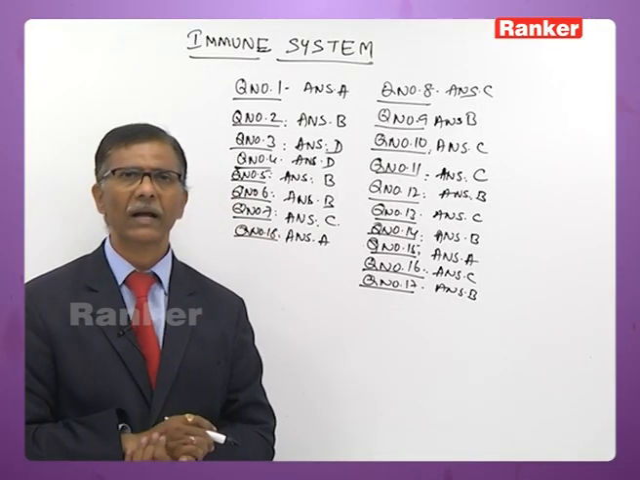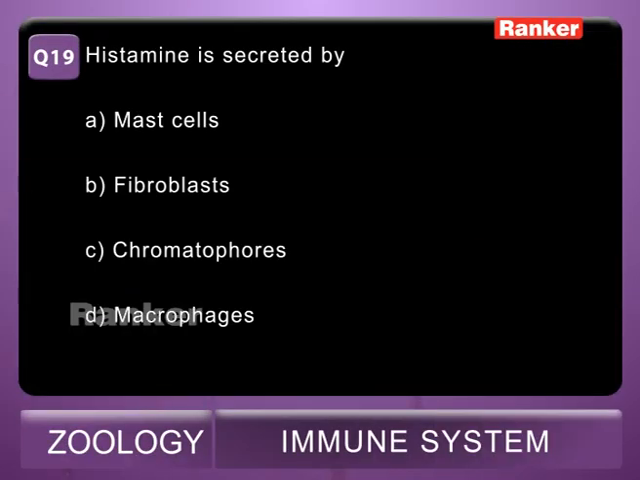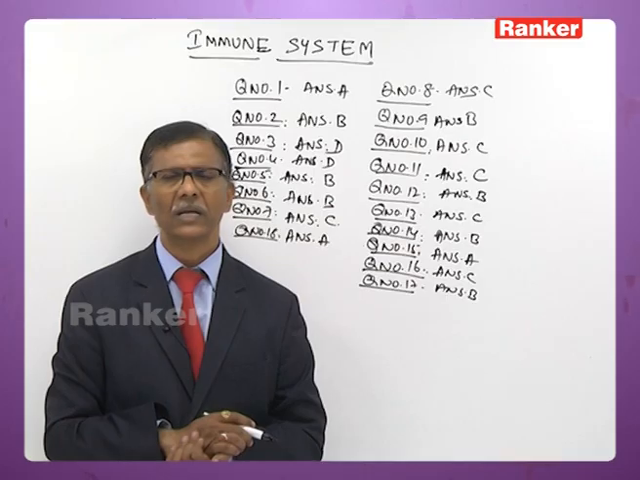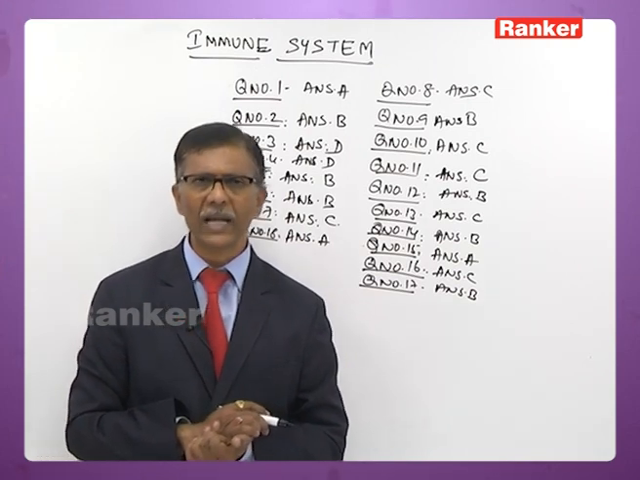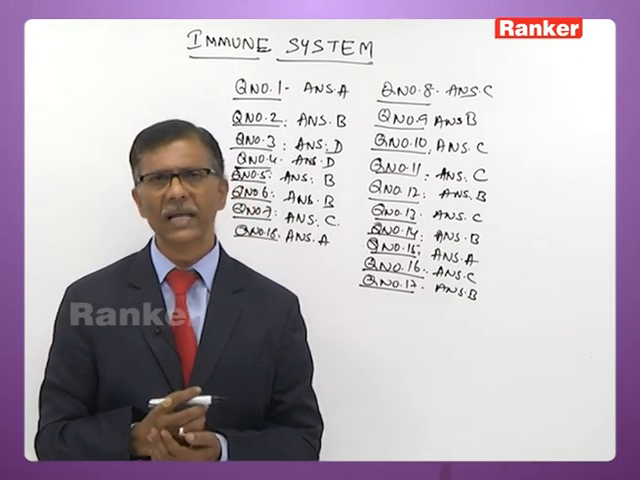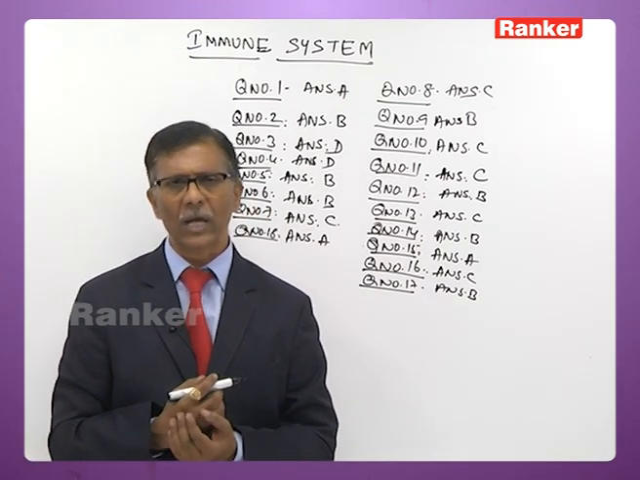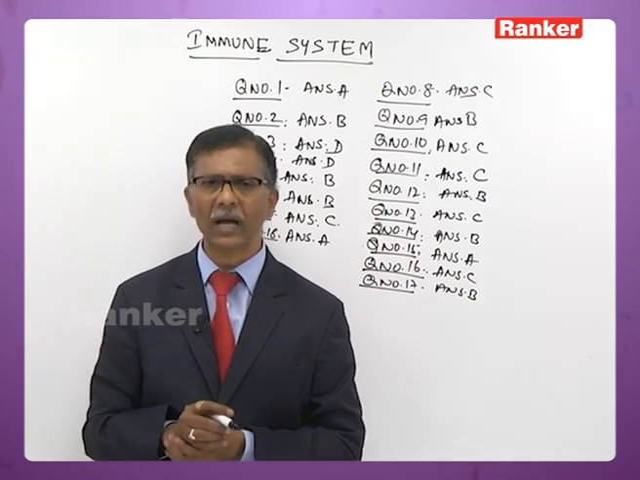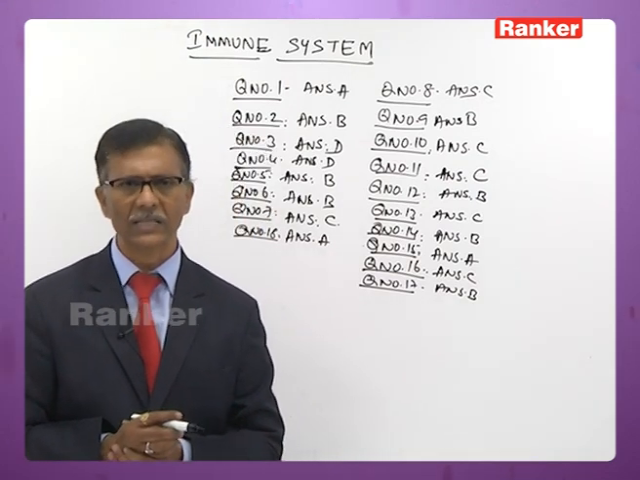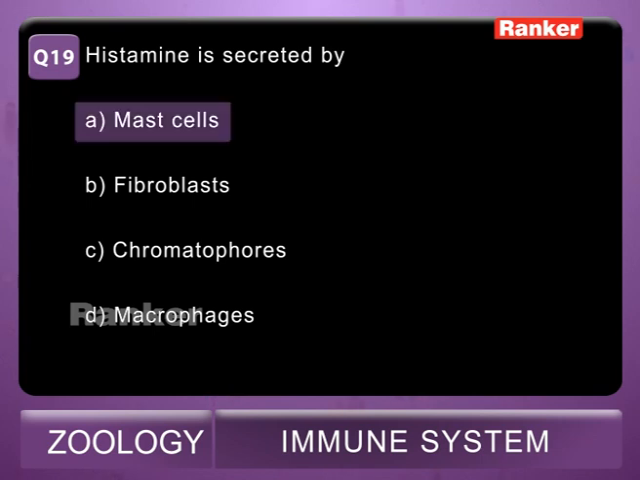19th question, I'll read out the question for you. Histamine is secreted by A. mast cells, B. fibroblasts, C. chromatophores, D. macrophages. Now the mast cells at the time of inflammation get ruptured to release various physiological mediators like histamine, heparin, serotonin, bradykinin, and so on. So histamine, which is a vasodilator, is secreted by mast cells. So 19th question answer is A.